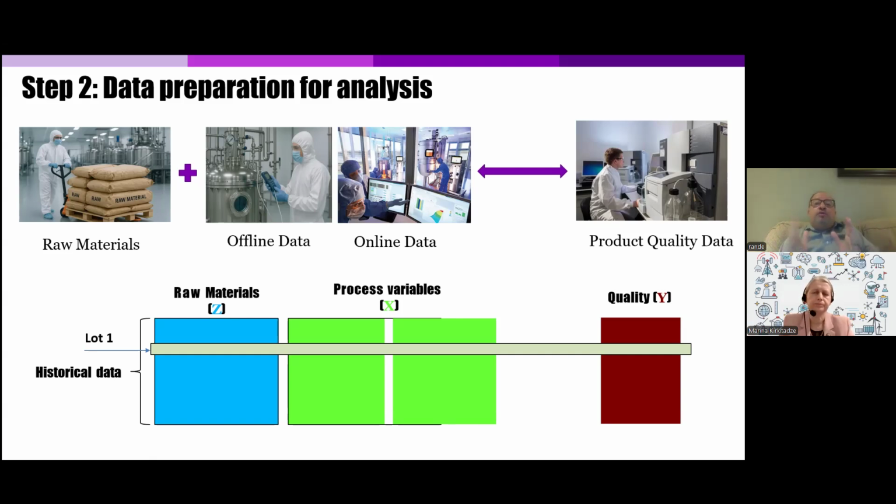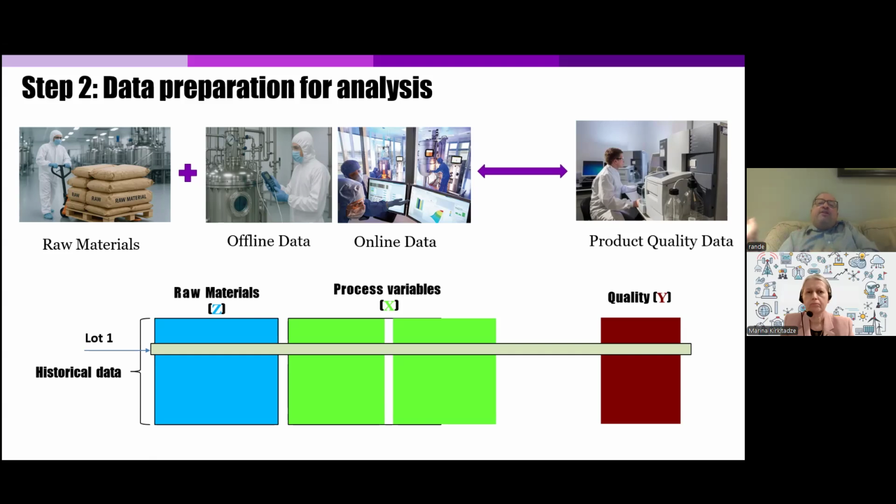For raw materials, exactly. So we have all historical data. We call it historical data. And here we have a block for offline data, which will go to one block, which is the X1 block. Online data will go to another X block, which is the X2 block. And again, each row represents the process measurements acquired for this particular lot.